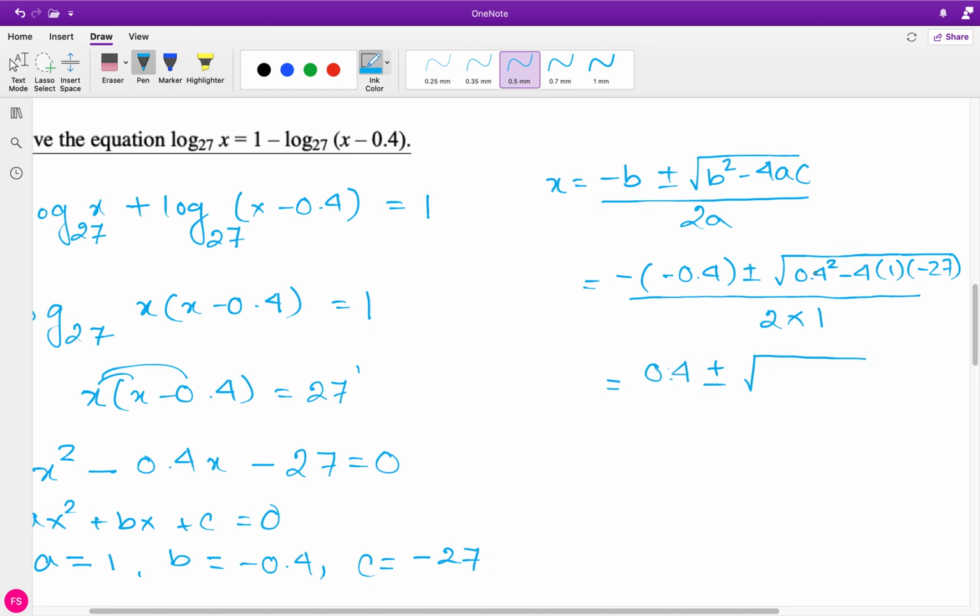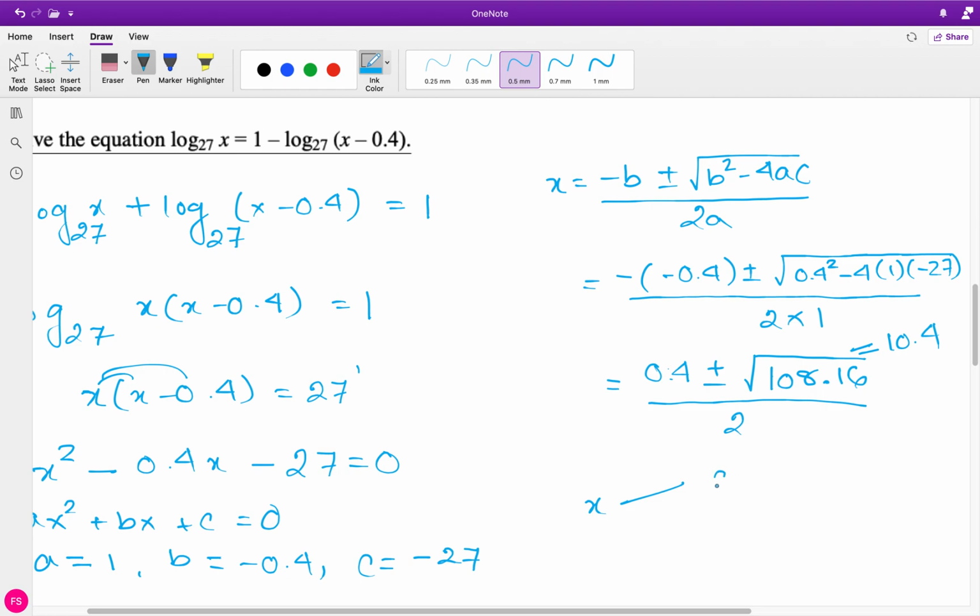Then you have to calculate this thing first, but always remember, look at the negative signs. You have negative and negative, so it actually means 0.4 squared plus 4 times 27. That will give you something around 108.16, divided by 2. That means your x has 2 values because this is plus minus. By the way, let me evaluate this first. Square root of 108.16 equals 10.4.